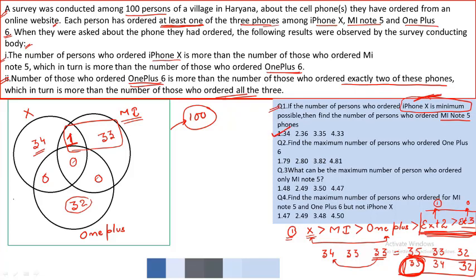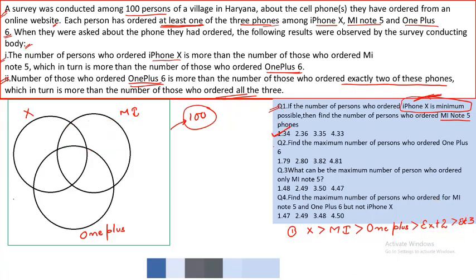Now let's look into the second question. Let me erase this. The second question says find the maximum number of persons who ordered OnePlus 6. So OnePlus 6 we have to maximize. Also, if you look into the options, they are really close: 79, 80, 82, 81.